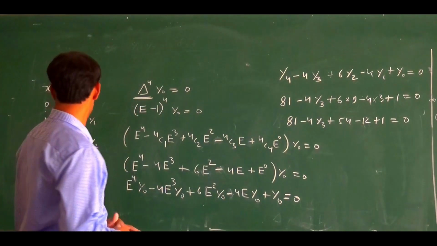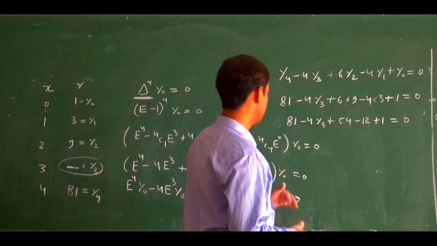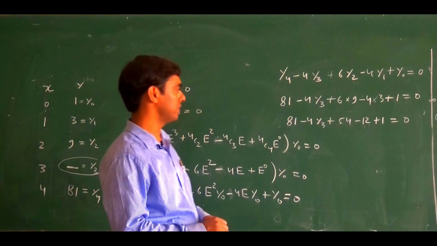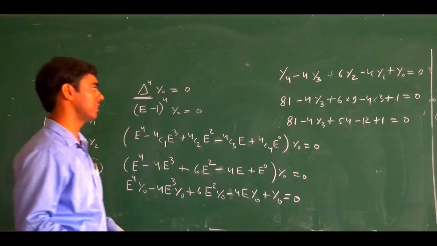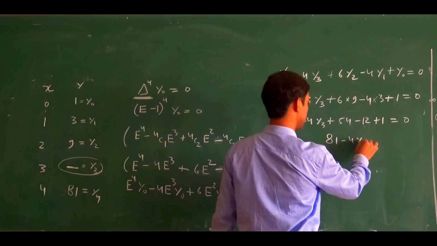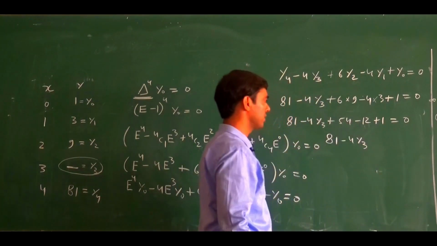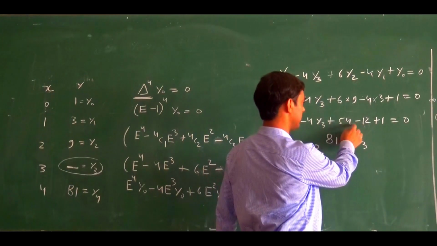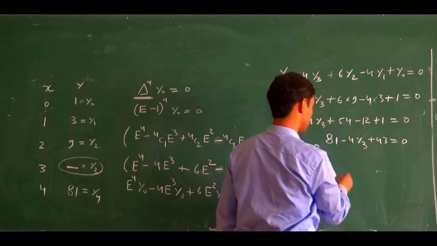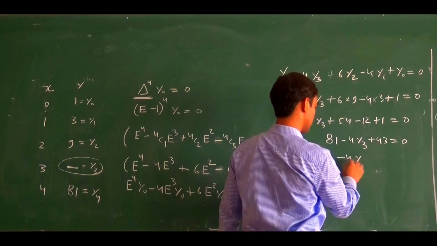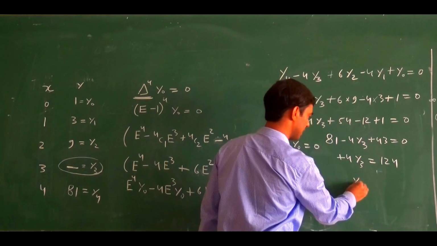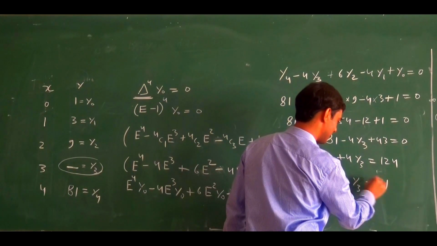So what is the value here? 55 plus 54 plus 1 is 55. 55 minus 12 becomes 42. 42 plus 1 becomes 43. So 81 minus 4y3 plus 43 equals 0. Then 4y3 equals 124, and y3 equals 31.